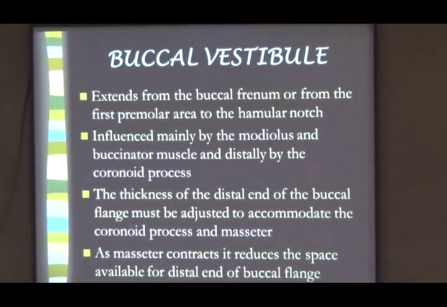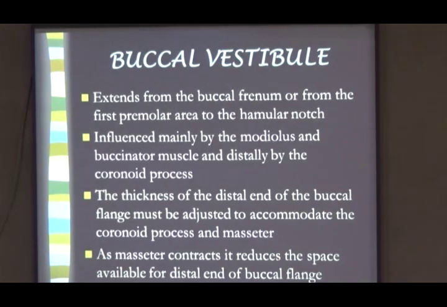So in the buccal vestibule, it is mostly the modulus, buccinator and distally the coronoid process and masseter. What is the coronoid process? Can you tell? It is part of the mandible. Okay.